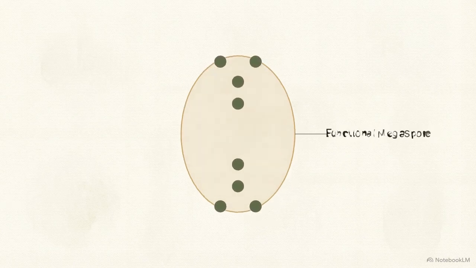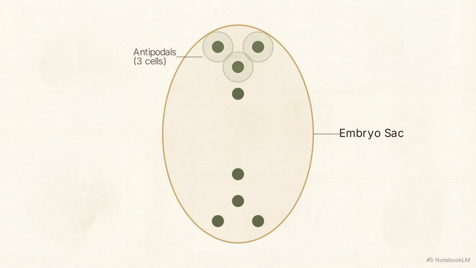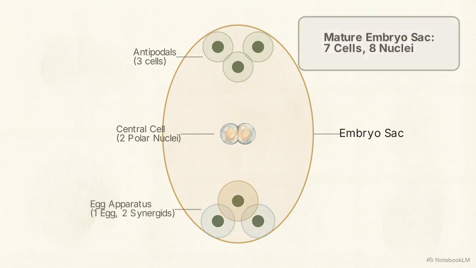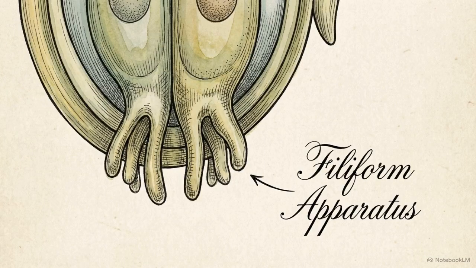3 cells form antipodals at the chalaza end. The large central cell contains 2 polar nuclei. At the micropylar end, the egg apparatus forms, 2 synergids flanking 1 egg cell. The synergids have thickened cellular structures called the filiform apparatus. Their specific job is acting as chemical guides for the incoming pollen tube.